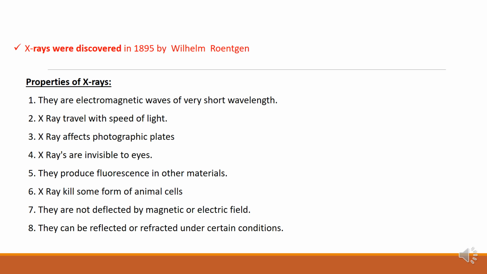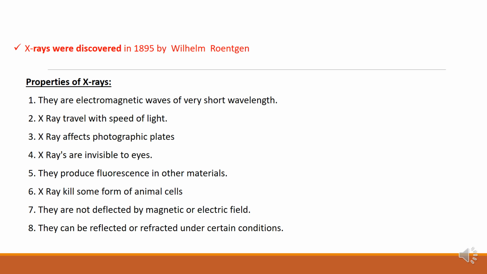Students, as we know, X-rays were discovered by the scientist William Röntgen in 1895. That's why these rays are also called Röntgen rays.